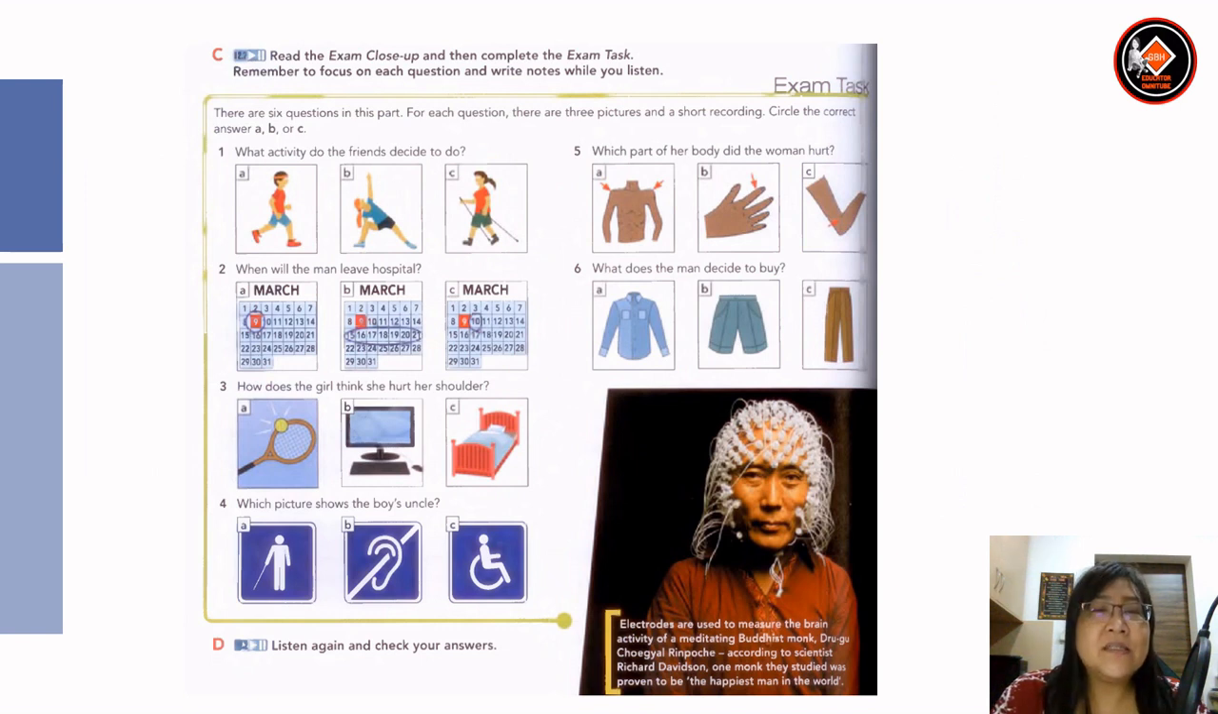Dear students, for exercise C, read the exam close-up and then complete the exam task. Remember to focus on each question and write notes while you listen. Here you have 6 questions in this part. For each question, there are 3 pictures and a short recording. So you have to circle the correct answer A, B or C.